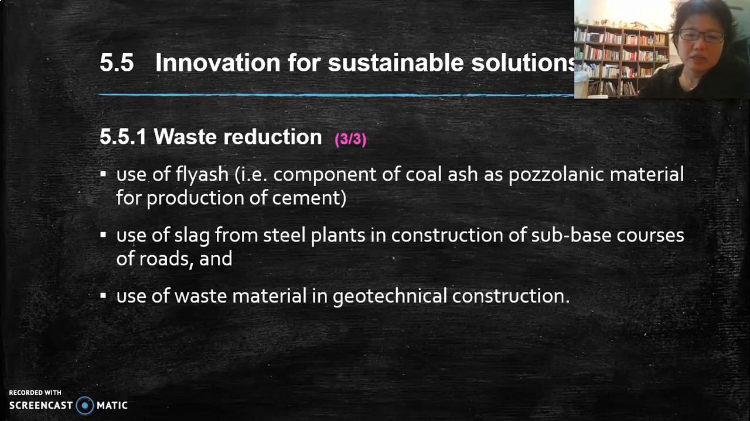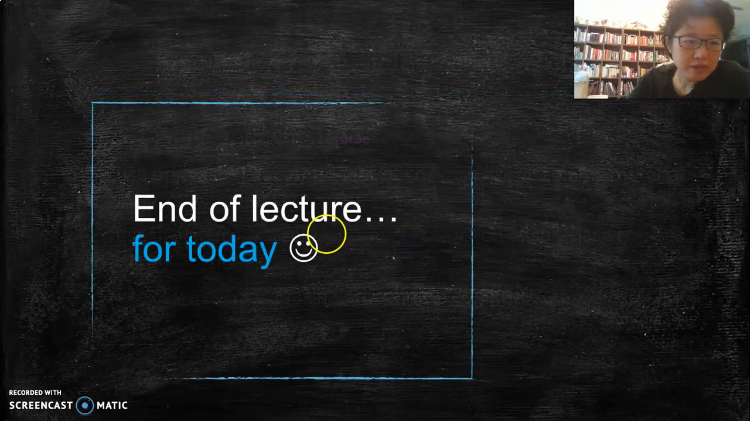And we can also use waste material in geotechnical construction, and again some of your groups probably have already gone for these approaches. Probably using recycled plastic, recycled PET bottles, or even these fibers we're talking about. So I think there won't be a lack of ideas on this. You can look up more on these innovative ideas for more sustainable solutions in waste reduction. Okay, so that's all for the topic in this lecture for now.